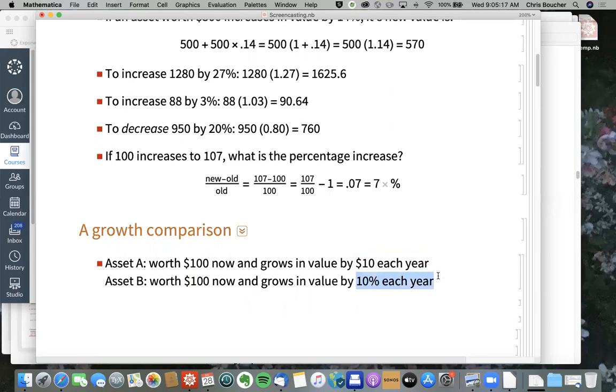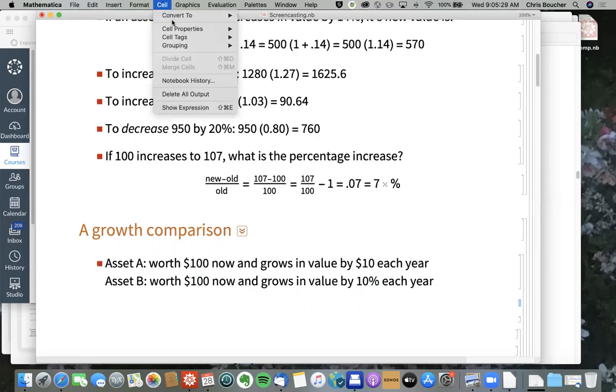So the first asset is worth $100 now. In a year, it's going to be worth $110. In 2 years, it's going to be worth $120, then $130, $140, and so forth. It just adds $10 every year.